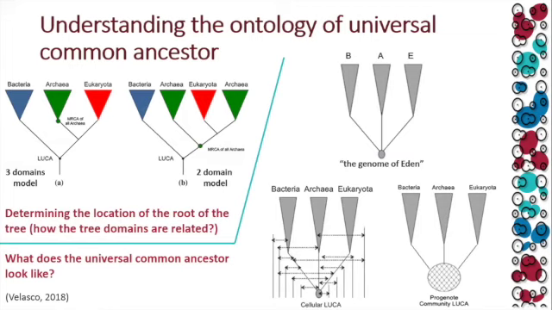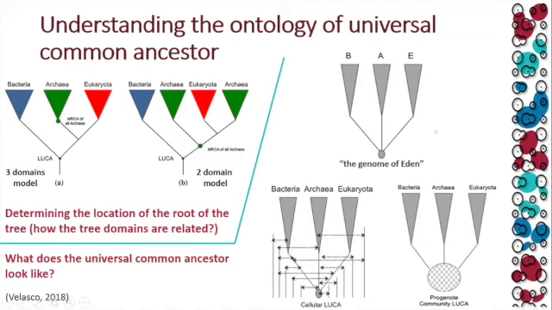A number of more recent studies have strongly indicated that the eukaryotes arose from within the archaea, probably as the result of some kind of fusion of an archaeon with a bacterium. This leads to a two-domain model of the evolution of life, which helps to solve the problem of the order of the branching between domains. But it still leaves open the question: what does the universal common ancestor look like? To answer this question, here we show three possible models for universal common ancestors.